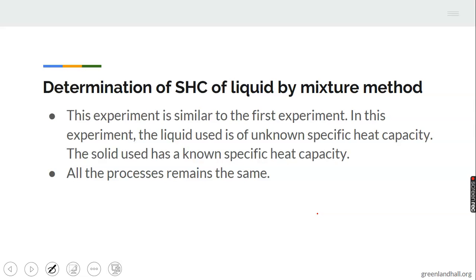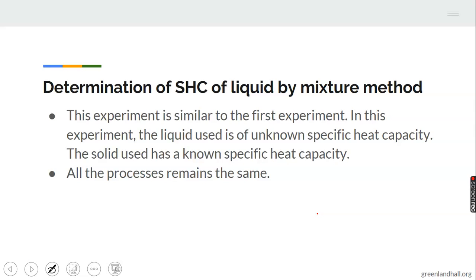Now, the first one we did was for a solid. If we want to determine the specific capacity of a liquid by the mixture method also, the process remains the same. It is just that here you are using a liquid. You can use kerosene. But there you were using a metal block.